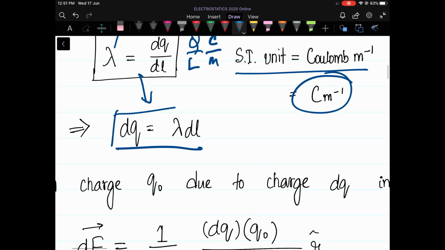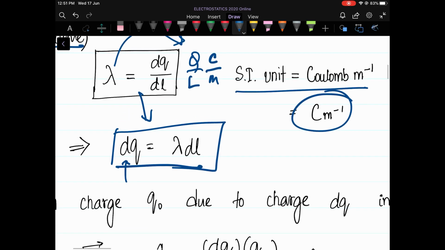Let me read it out. What does it mean? dq is the small amount of charge present in a length dl where the density of the charge is lambda. I'll repeat again. dq represents the small amount of charge present in a very small length called dl where the density of the charges is lambda. Note, lambda may not be small, but the charge present in a small length will be small. So we have not written d lambda. Please do not write d lambda.